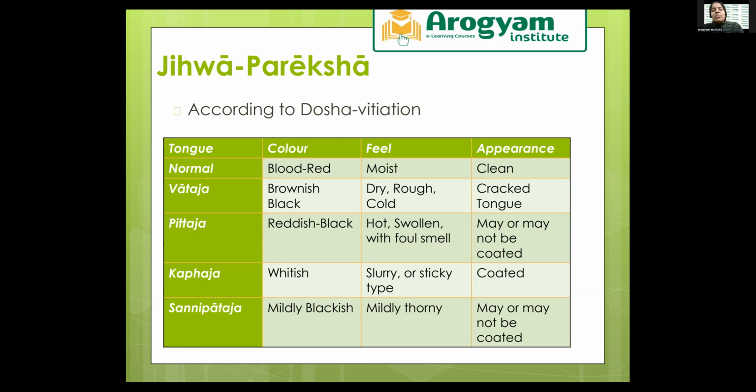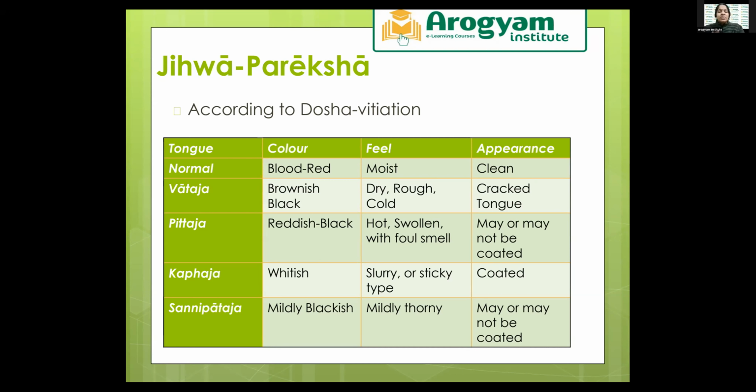See, टंग, अगर टंग का कलर नॉर्मल है so it should be blood red in color and feel should be moist, appearance is clean, it should look clean, there shouldn't be any coating, any map like structures on the tongue. Okay, so that is normal tongue. अगर हमारा सिस्टम वात दोष से बहुत विशिएट हो गया है तो ब्राउनिश ब्लैक कलर कैन बी सीन एंड देन ड्राई रफ coldness would be seen, and then on the tongue cracked appearance is generally seen. So that indicates vata का कुछ involvement in the illness.